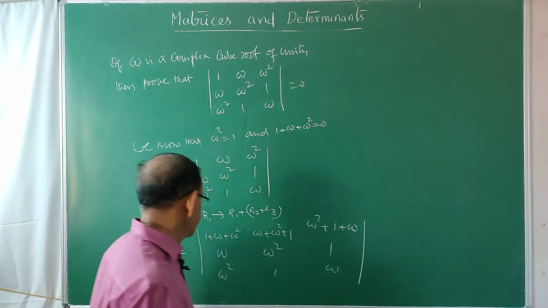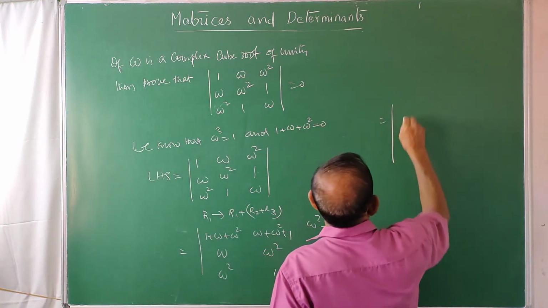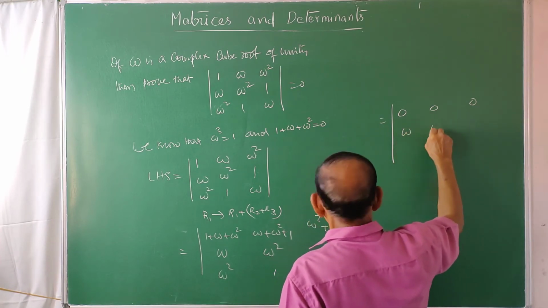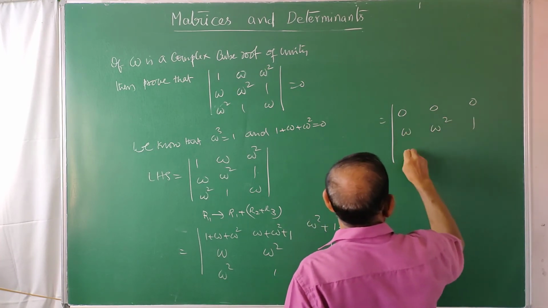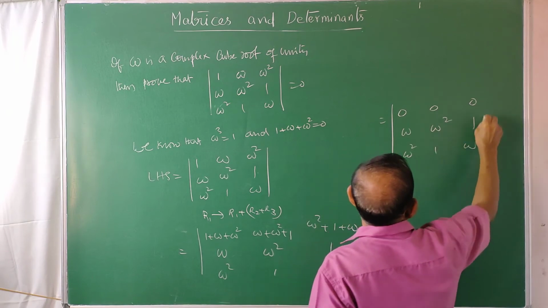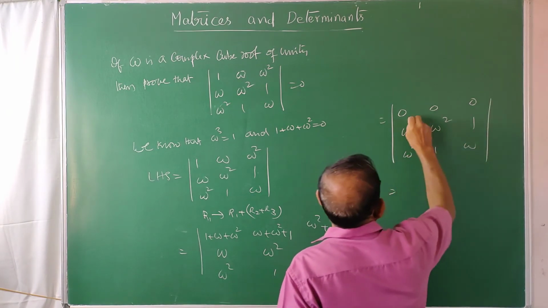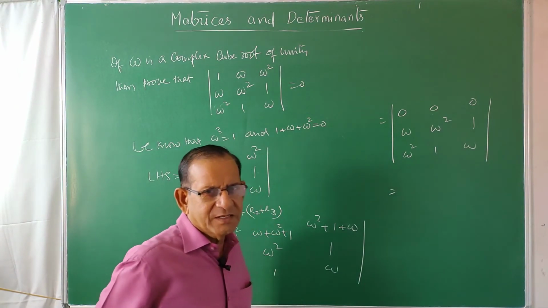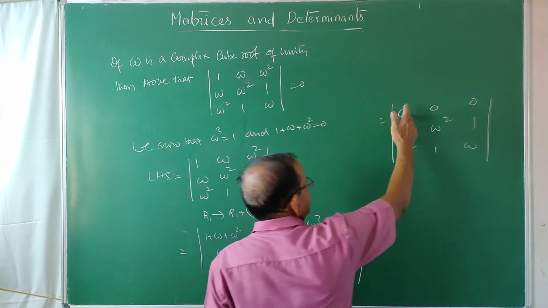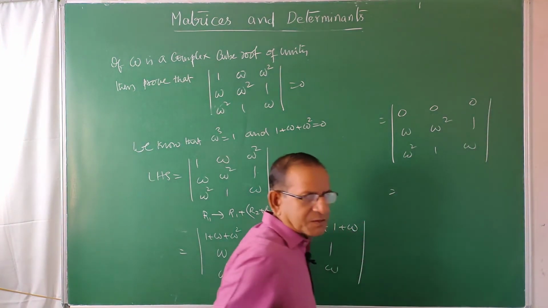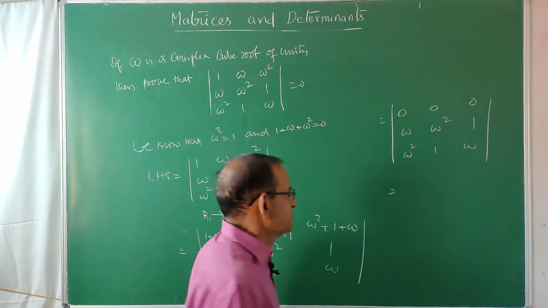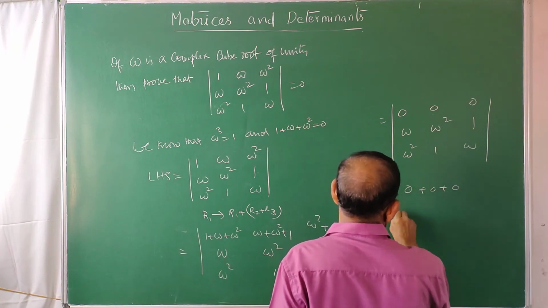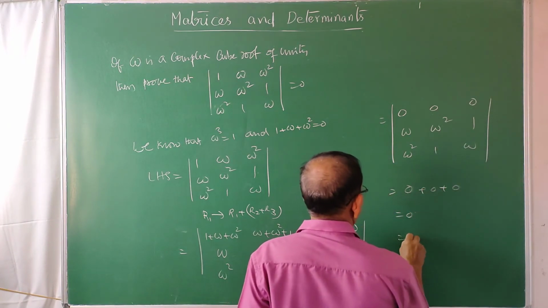So that is equal to 0, 0, 0, omega square, 1, omega, omega square, 1, omega. But here all the elements in the first row are equal to 0. So if you expand the determinant in that row, 0 into its cofactor plus 0 into its cofactor plus 0 into its cofactor, you will get all zeros. So this is 0 plus 0 plus 0 equal to 0 is equal to RHS.